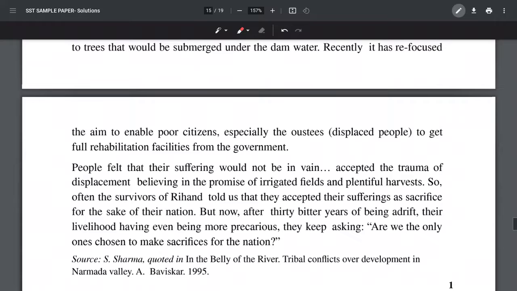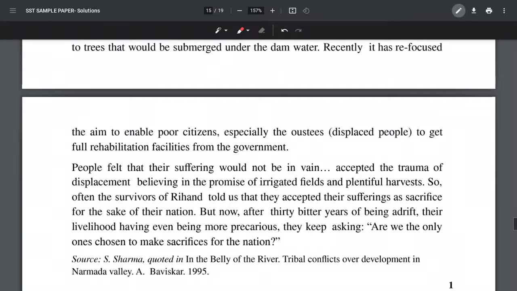So here, we're talking about the Narmada Bachao Andolan, right? Where it took place, and what were the problems. So people felt that their suffering would not be in vain, accepted the trauma of displacement, believing in the promise of irrigated fields and plentiful harvest. Often the survivors of Rihand told us that they accepted their sufferings as sacrifice for the sake of their nation. But now, after 30 bitter years of being adrift, their livelihood having been even more precarious, they keep asking, are we the only ones chosen to make sacrifices for the nation?